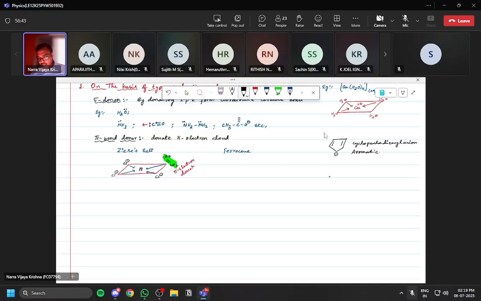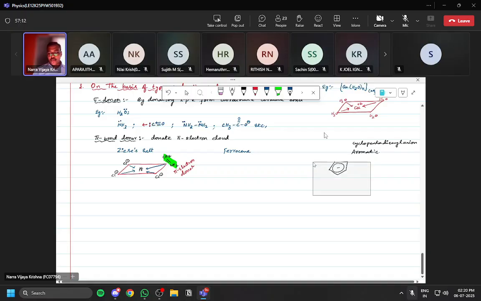Aromatic means its resonance hybrid structure will be like this. Do you understand why I'm writing like this? The negative charge gets delocalized over all the carbons, which means every carbon is having negative charge. If every carbon has negative charge, every carbon can act as a donor. Two pi electrons only are involved in delocalization, right? So how many pi electrons is it trying to donate now?